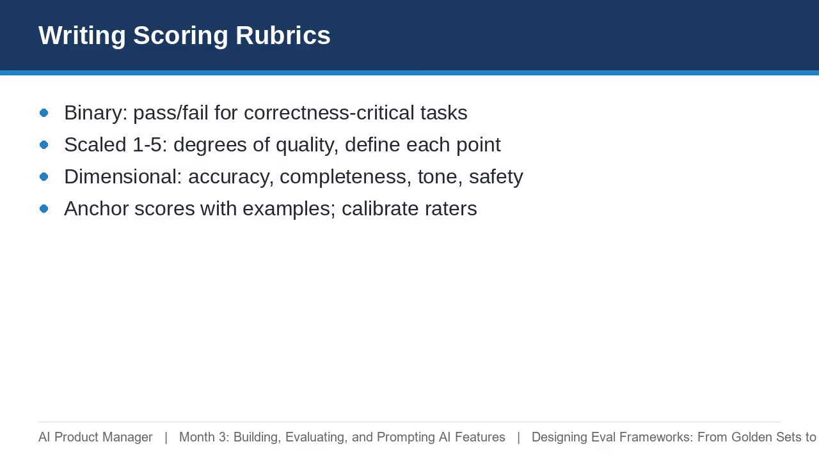A rubric turns fuzzy quality into a measurable judgment. Use the simplest type that captures what matters. Binary pass-fail is great for correctness-critical tasks. A 1 to 5 scale captures degrees of quality, but you must define each point to reduce subjectivity. Dimensional rubrics score independent axes like accuracy, completeness, tone, and safety, then combine with weights. Always anchor scores with concrete examples, and calibrate by having two people score the same cases until they agree.